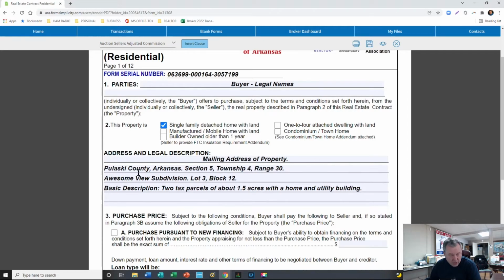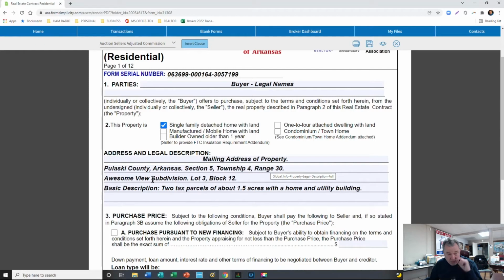I'm going to assume it's in Pulaski County. It could be Lonoke County. It could be any county in Arkansas. But this is very important, this legal description and how you do it. The mailing address, that's where the mail goes, and street address, then Pulaski County, Arkansas. And then there's a section, township, and range in the tax records.